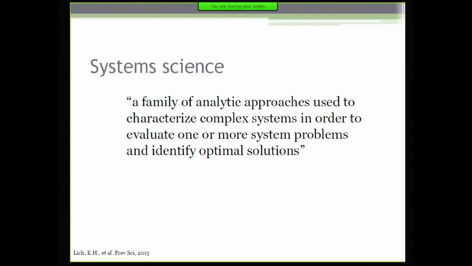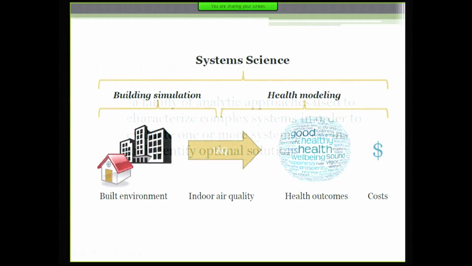And in our case, what we're trying to do is build a system science model that links the built environment, indoor air quality, health outcomes, and costs. And you can divide this into 2 types of models. One is building simulations, so that would link the built environment and indoor air quality, and then health modeling.